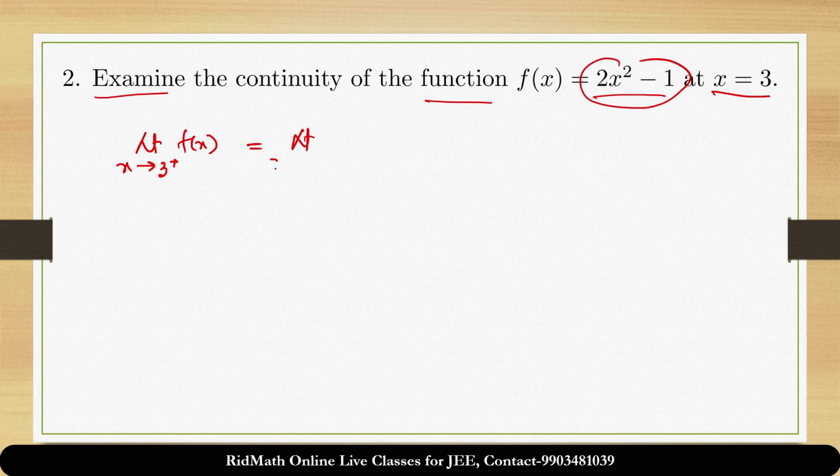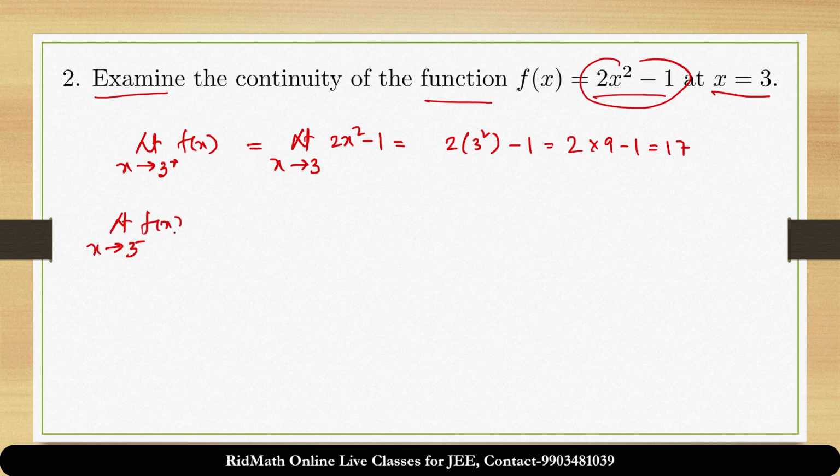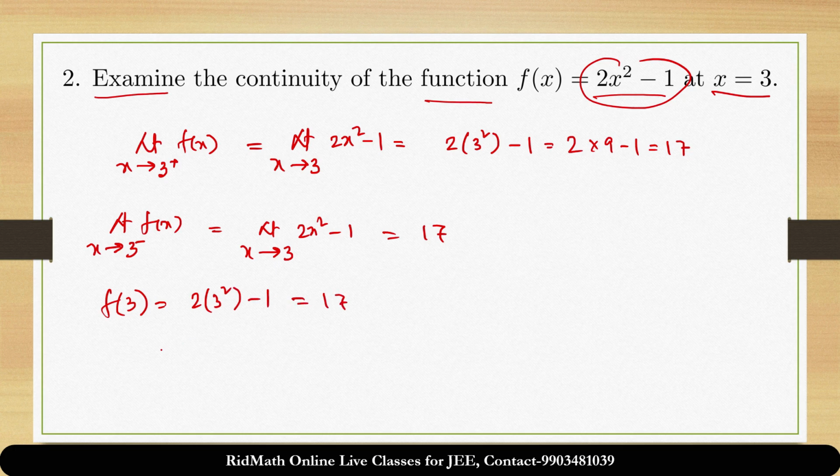So that means limit x tends to 3, and in place of f(x) we will write 2x² − 1, that is equal to 2 into 3² − 1, that means 2 into 9 − 1, that is 17. And also limit x tends to 3 minus f(x), this is also equal to limit x tends to 3, and the definition of f(x) is 2x² − 1, that is also 17, and f(3) is also 2 into 3² − 1, that means equal to 17.